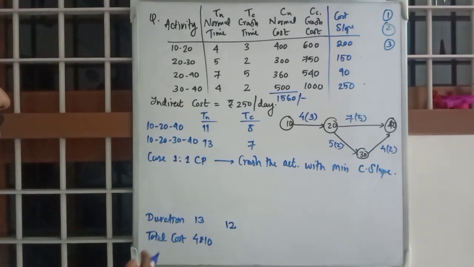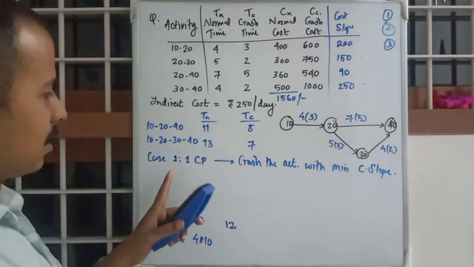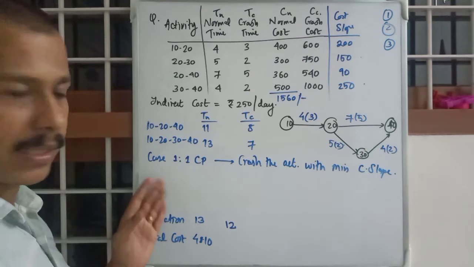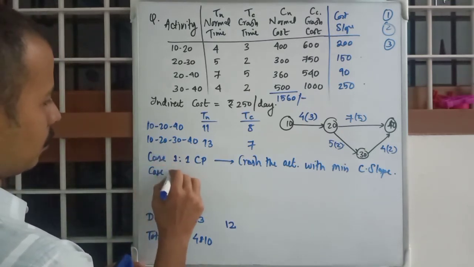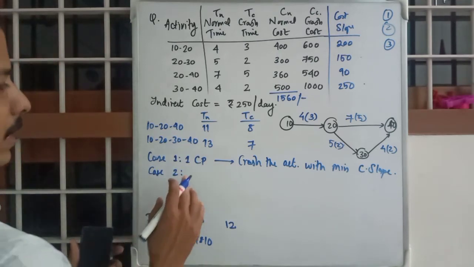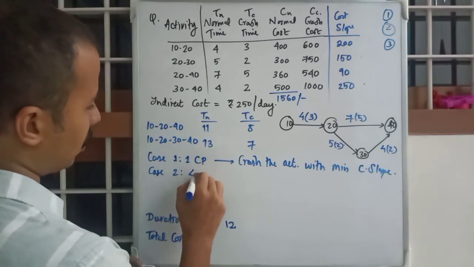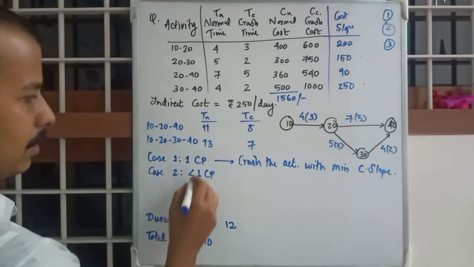Okay, so we'll do that in a short while. I'll just complete explaining case 2 and case 3. Okay, so case 2 is, suppose there are two critical paths, more than one critical path, greater than one critical path.